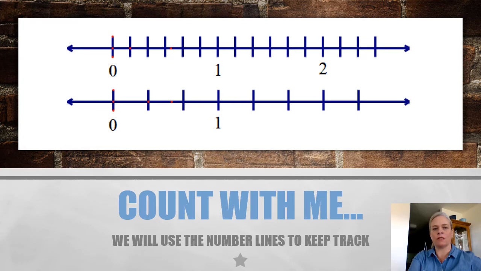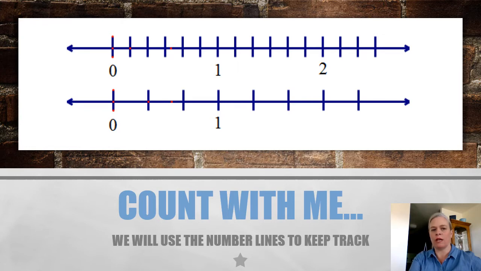All right, so we're going to count together using these number lines to help us see what we're going to count. If you look with me on this top number line, I can see that there's a 0, a 1, a 2, and it goes beyond 2. You can also see that the line has been partitioned into equal parts between 0 and 1, and the same type of partitions from 1 to 2.